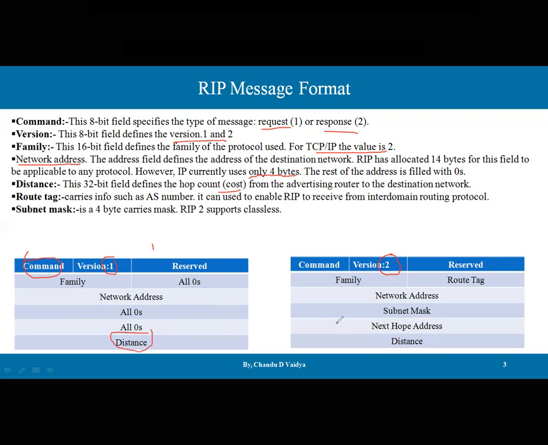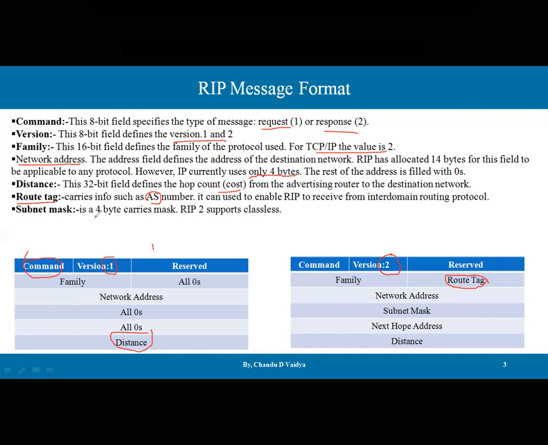And here there are two fields that are new in this particular RIP version 2, with the route tag. This route tag carries information such as the AS, that is the autonomous system number. It can be used to enable RIP to receive information from an inter-domain routing protocol. If any other autonomous system uses its own autonomous system, like the BGP or OSPF protocols, at that time RIP version 2 is going to have one field, the route tag, where the autonomous system number is going to be stored so that it can accept that outer information into this particular internet network.